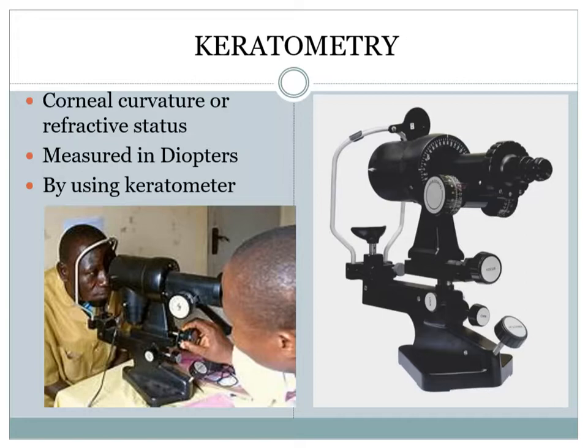So here again, look at the left picture where the doctor is. The patient is made to sit with his chin over the chin rest, and then his eye is viewed through the eyepiece, and the mires are adjusted in such a way that they coincide with each other. So once they coincide, then you will get the reading.